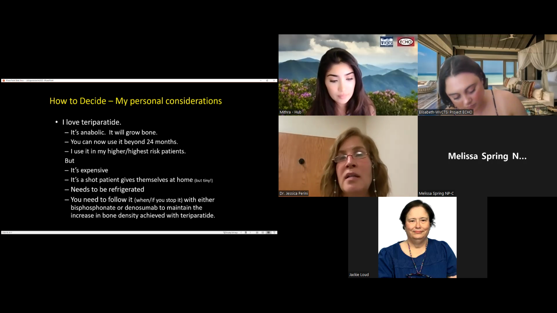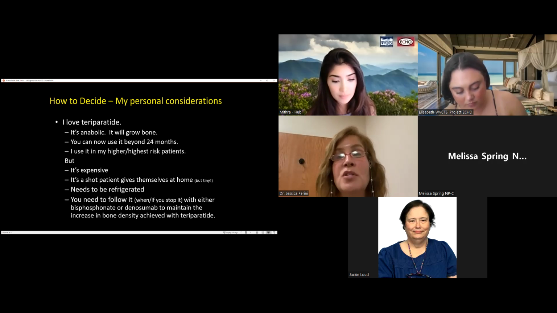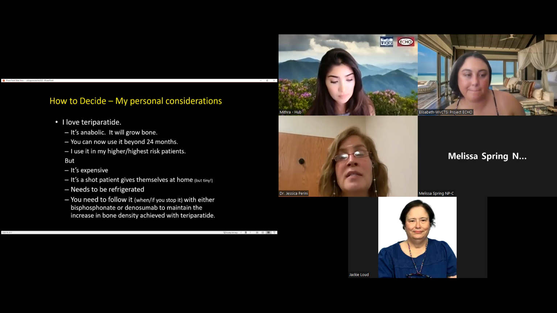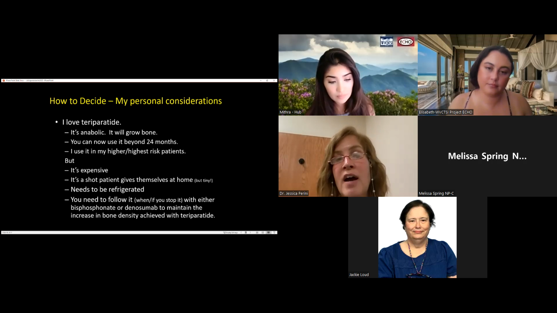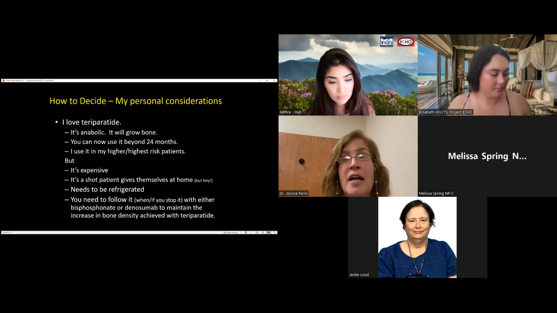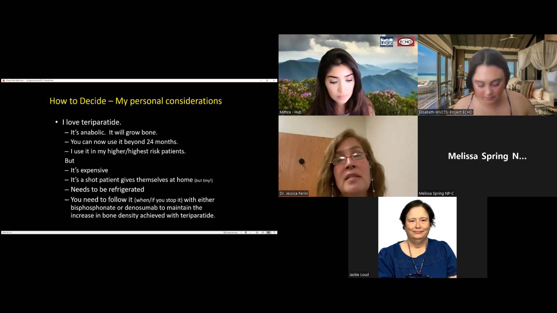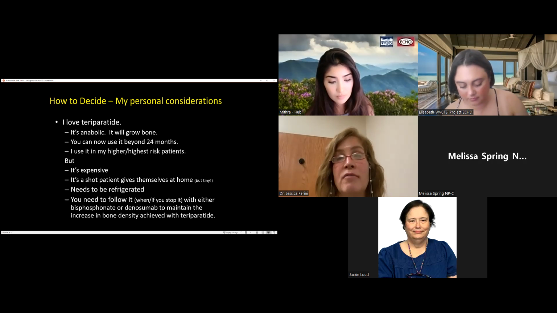As far as the anabolic medicines, I have to admit it, I really, really like teriparatide. It is one of those anabolic agents. It helps to grow the bones, and you can now use it beyond 24 months. So it is usually approvable in people that you can identify as being at high risk for fracture. So the T-scores that are -3 or -3.5 or worse, if you document that, insurance will cover it. If they have already fractured on some other therapy, insurance will usually cover it.